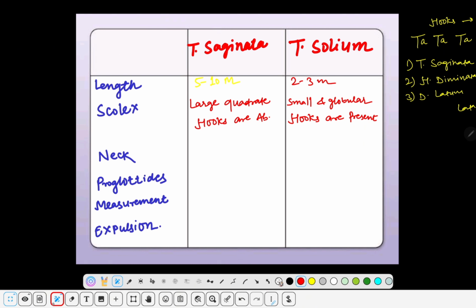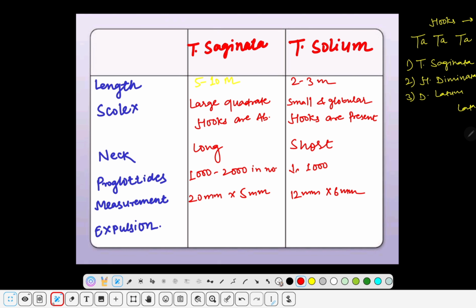Another point is the neck. The neck is longer in Taenia saginata and shorter in Taenia solium. See, everything longer and more in number will be in Taenia saginata and less in Taenia solium. Talking about proglottids, 1000 to 2000 in number, but less than 1000 in Taenia solium. Measurement will be 20 by 5 mm and 12 by 6 mm.